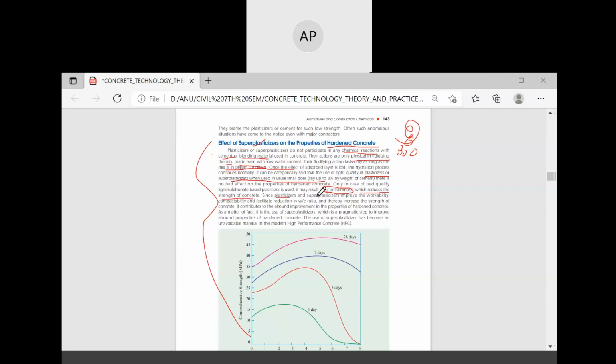Since plasticizer and superplasticizer improve the workability, compactability, and facilitate reduction in water cement ratio and thereby increase the strength of concrete, it contributes to the all round improvement in the properties of hardened concrete. As a matter of fact, it is the use of superplasticizer which is a pragmatic step to improve overall properties of hardened concrete. The use of superplasticizer has become an unavoidable material in modern high performance concrete.